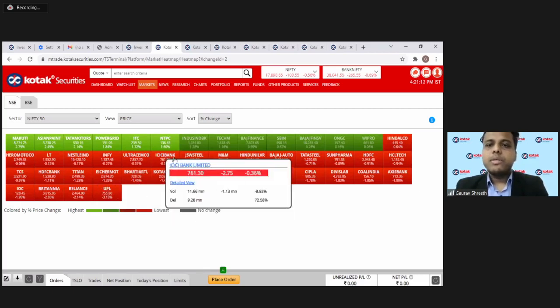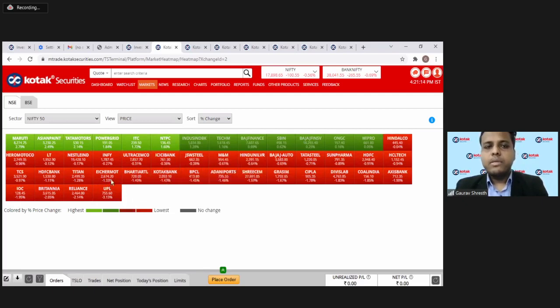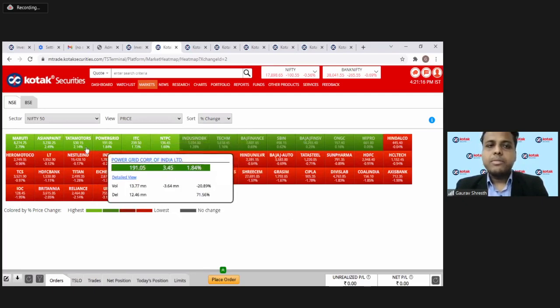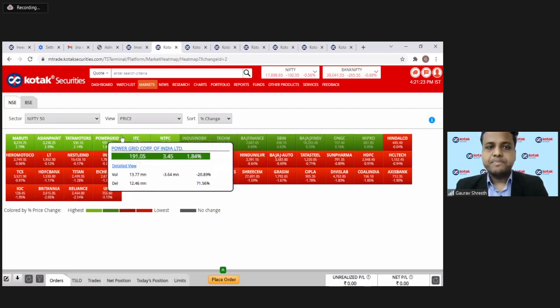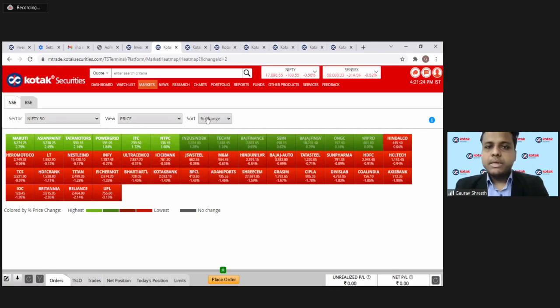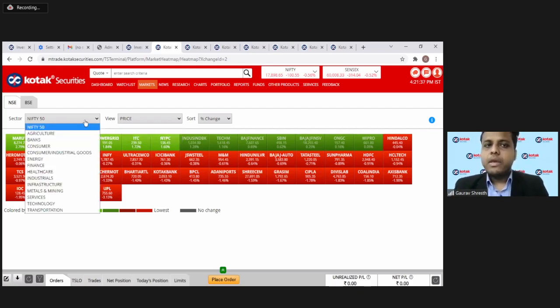As you can see, most of the stocks today have ended in the red zone, and some of the stocks are in the green, which had bullish momentum today. You can also sort it alphabetically or by percentage, and you can view it by the change of price, volume, or delivery. And of course, you can change the index itself, whether you want to see the heat map of the Nifty 50 or any other industry.